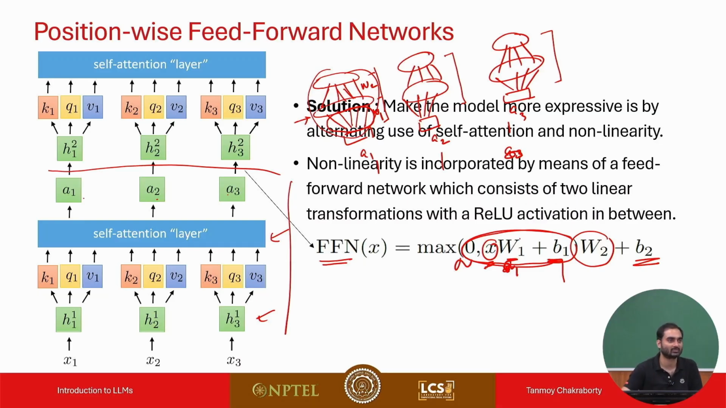What is the purpose of this position wise feed forward network? Think about it carefully. So self attention essentially allows you to exchange information from different tokens. So from one token you get some information and you add that information to another token and so on and so forth. So all this massive message passing basically happens in this self attention block.